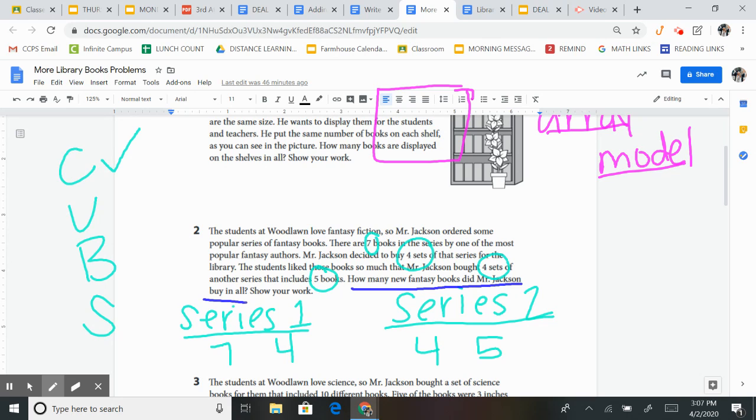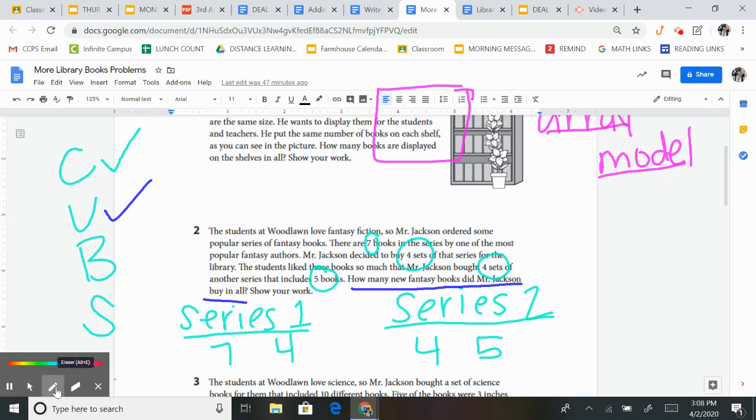How many books did he buy in all? How many did he buy when I think about series 1 and series 2 together, or in all? So that is my question. Now we need to box some operation clues or some action words.